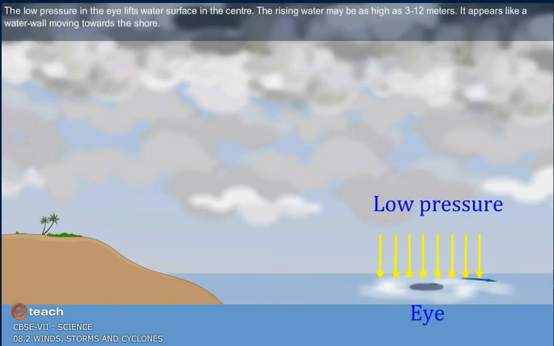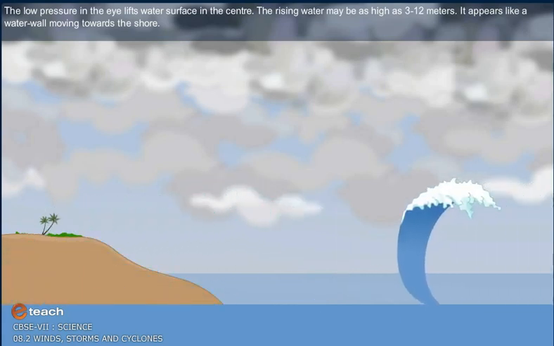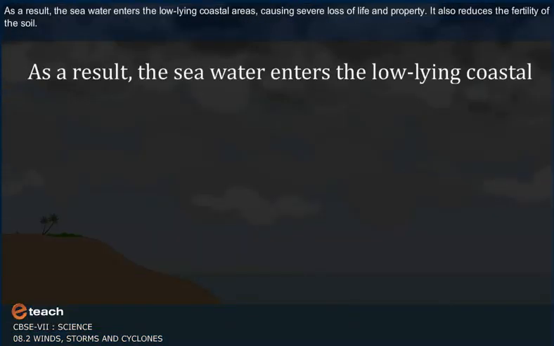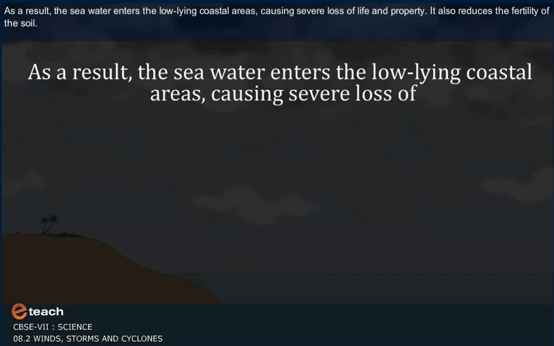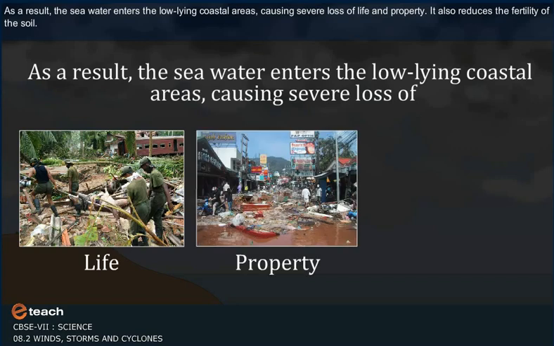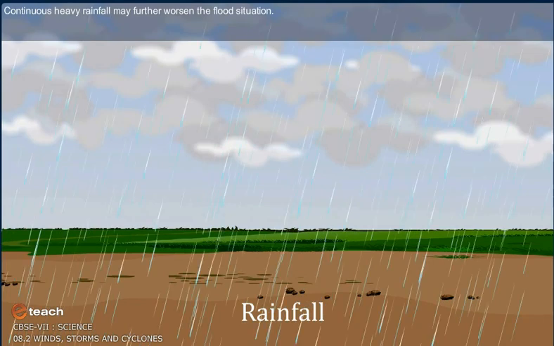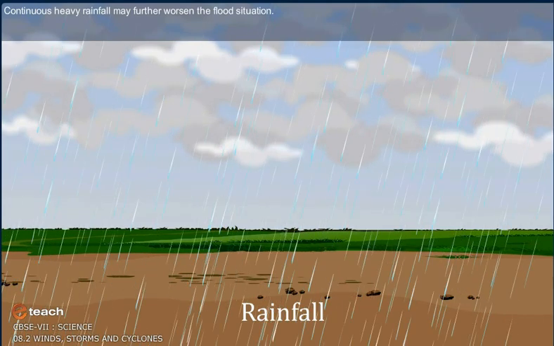The low pressure in the eye lifts water surface in the center. The rising water may be as high as 3 to 12 meters. It appears like a water wall moving towards the shore. As a result, the sea water enters the low-lying coastal areas, causing severe loss of life and property. It also reduces the fertility of the soil. Continuous heavy rainfall may further worsen the flood situation.